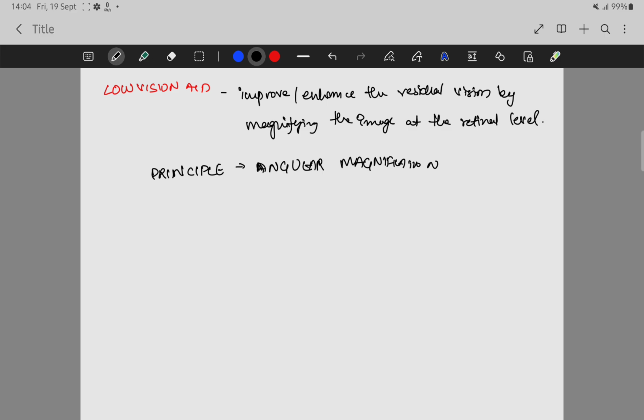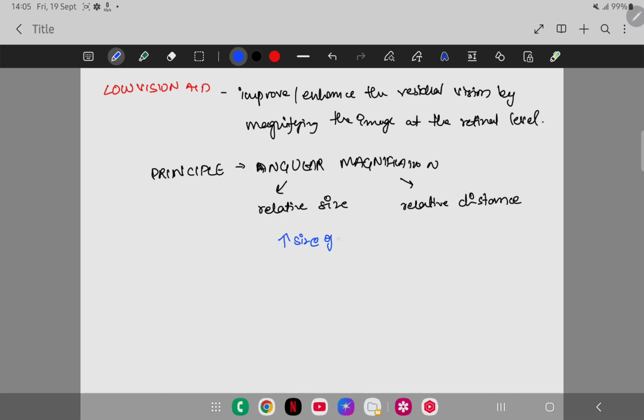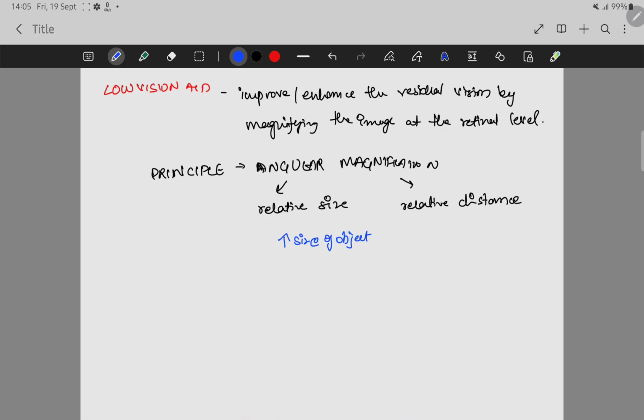This magnification can be either relative size magnification or relative distance magnification. Relative size magnification is increasing the size of the object, and relative distance magnification is reducing the distance from the eye.